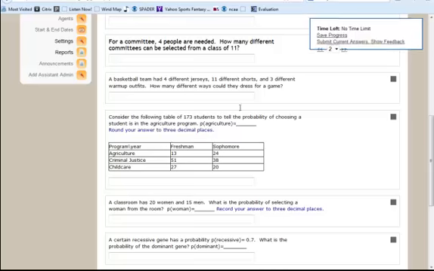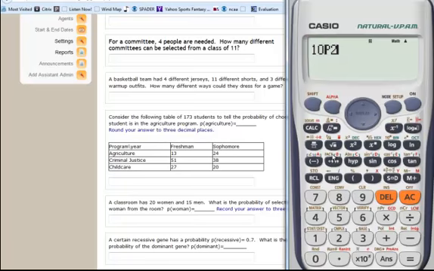A basketball team has 4 different jerseys, 11 different shorts, and 3 different warm-up outfits. Now, the fundamental counting principle says that to find that answer, we would just multiply the number of jerseys by the number of shorts by the warm-up outfits, and we would have the total number of ways.